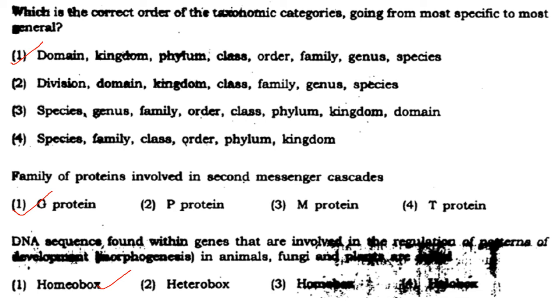Next one. Family of proteins involved in second messenger cascades. Option 1, G protein, 2, P protein, 3, M protein, 4, T protein. Answer is option 1, G protein. DNA sequences found within genes that are involved in the regulation of patterns of development, that is morphogenesis, in animals, fungi and plants are called option 1, homeobox, 2, heterobox. Answer is option 1, homeobox.